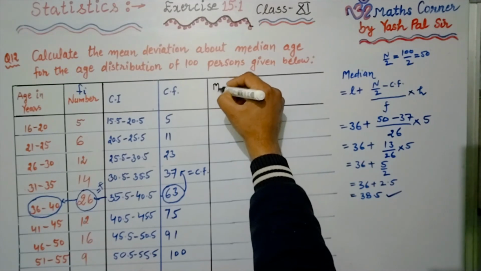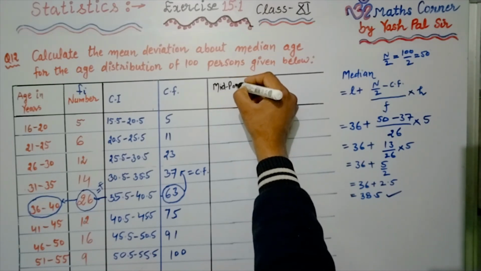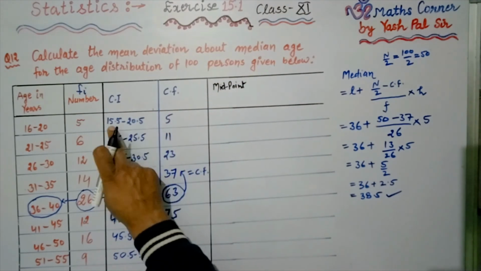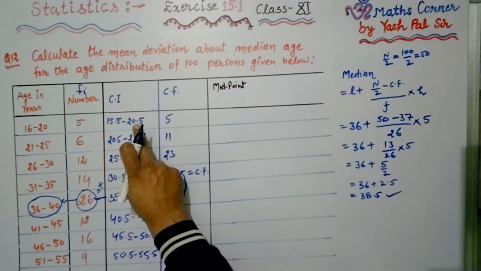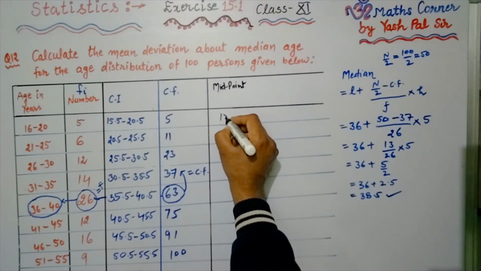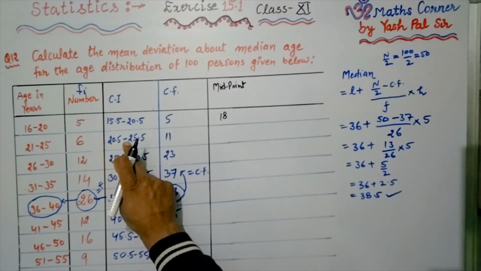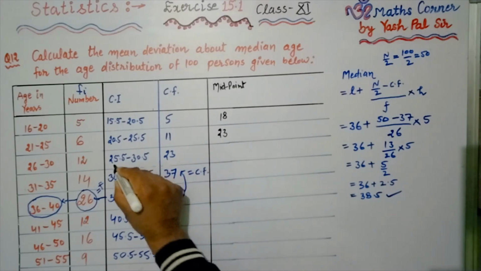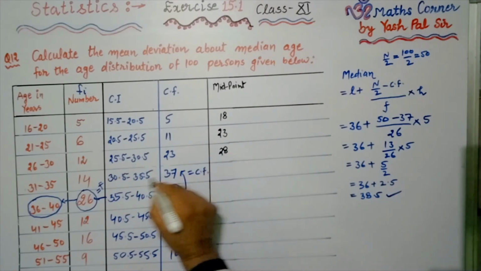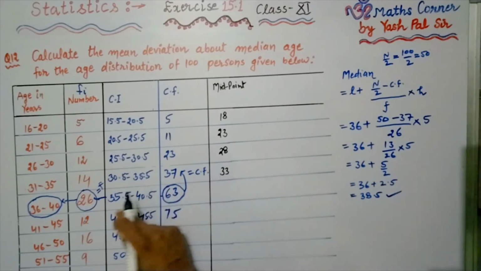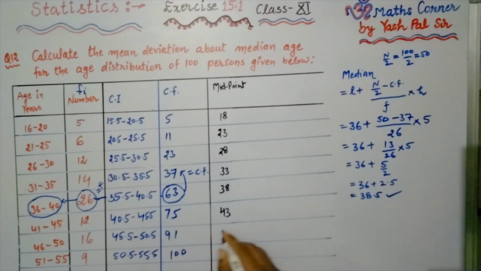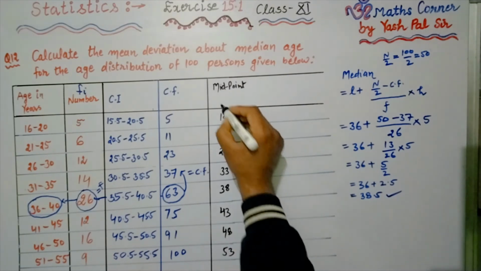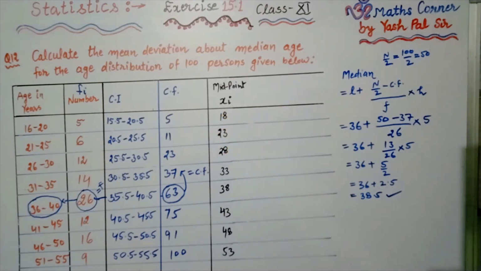Now we find the midpoint of the continuous class intervals. 15.5 plus 20.5 divided by 2 is equal to 18. 20.5 plus 25.5 divided by 2 is 23. Then 28, 33, 38, 43, 48, 53. Okay, so we name the midpoint xi.